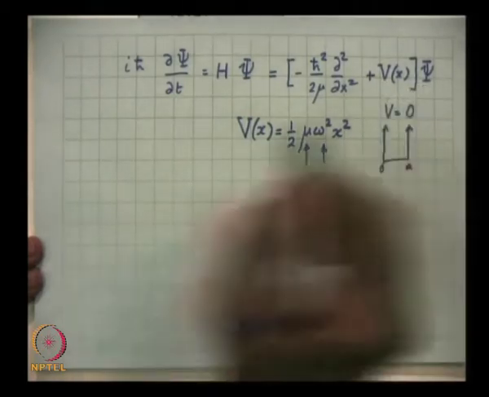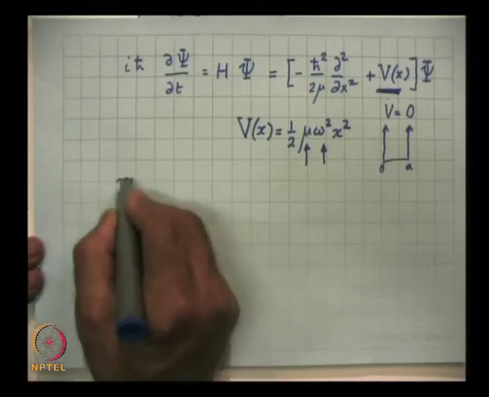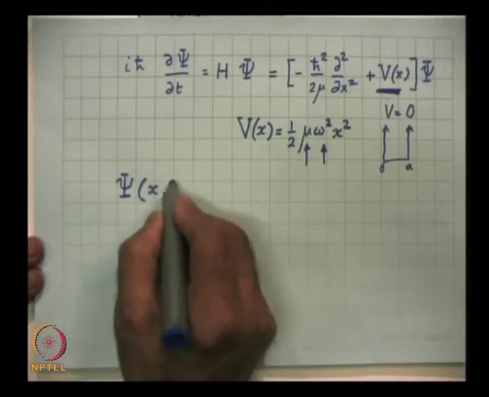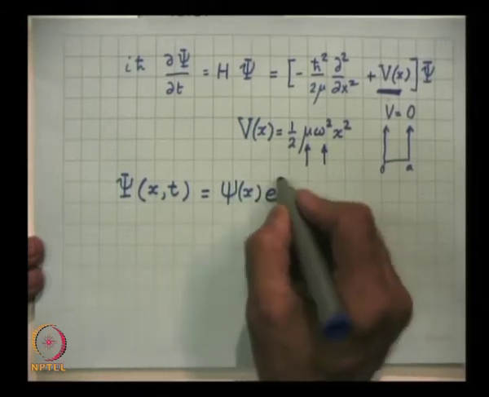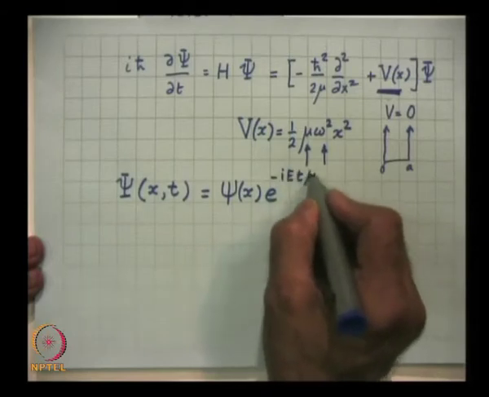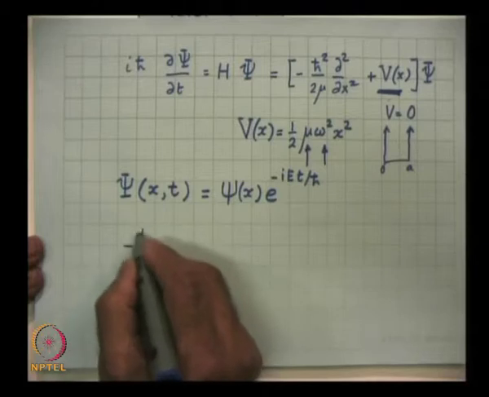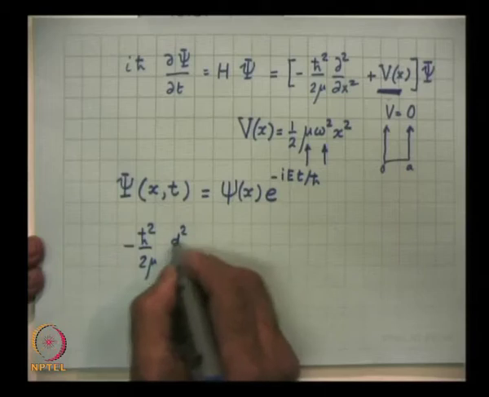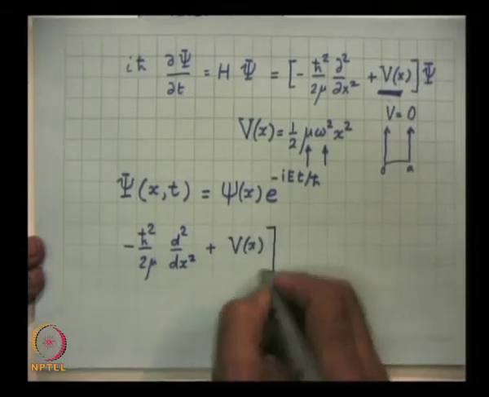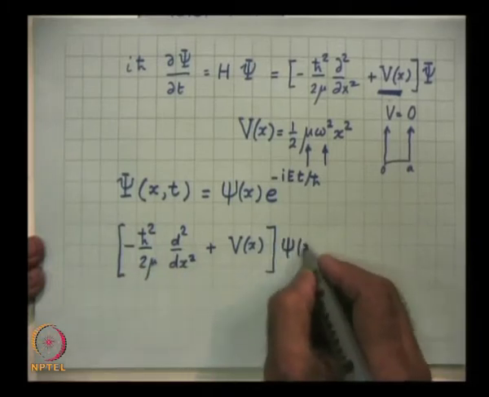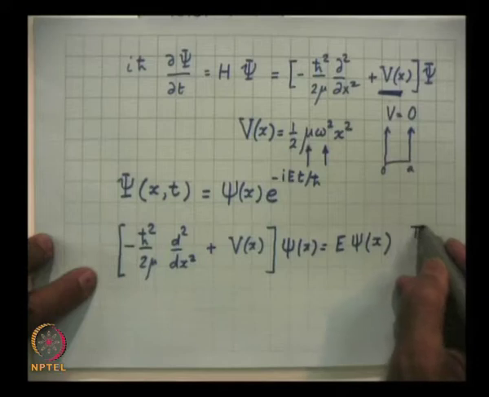Once again, since V is a function of x only and does not depend on time, we can use separation of variables to solve this equation. If we carry out this separation of variables, then psi of x and t is small psi of x times a function of time, which can be shown to be e to the power minus i E t by h cross, where psi of x satisfies the following eigenvalue equation: minus h cross square by 2 mu d 2 by dx square, now it is the total differential, plus V of x, acting on psi of x, which we had done even in our last lecture, is equal to E times psi of x. This is the time independent Schrodinger equation.